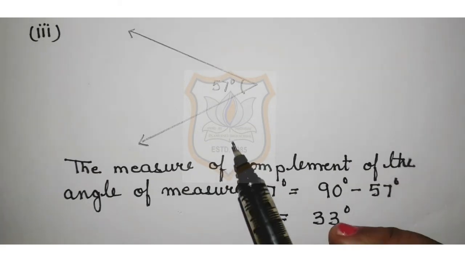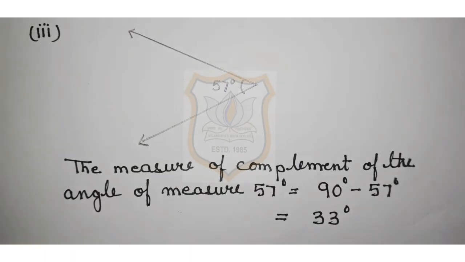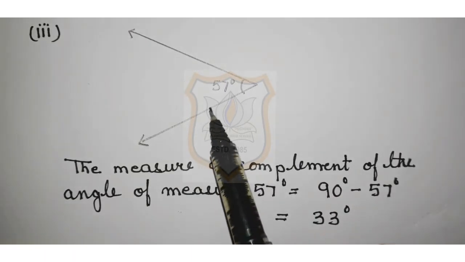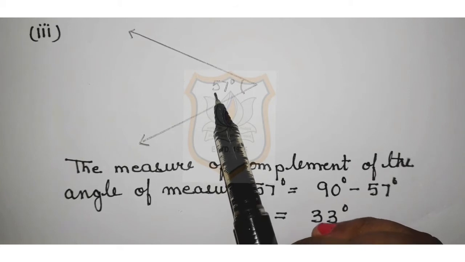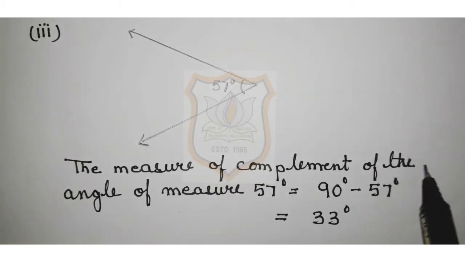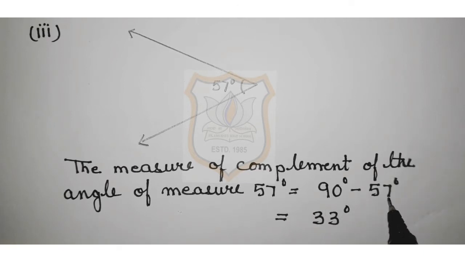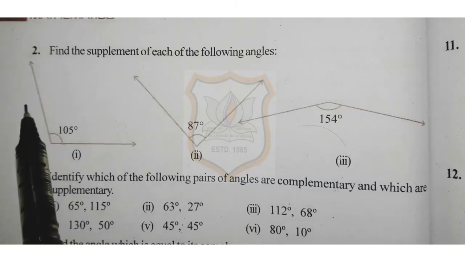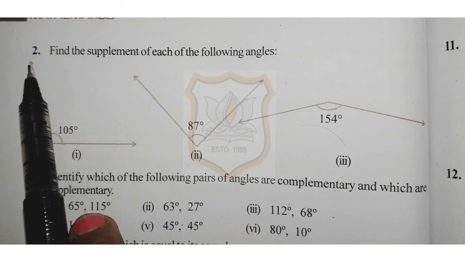Now, the third figure is of 57 degrees. We have to find the complement of this angle, that is, of 57 degree measure. So the measure of the complement of the angle of measure 57 degrees is equal to 90 degrees minus 57 degrees. That comes to be 33 degrees. So we can say that the measure of the complement of the angle of measure 57 degrees is equal to 33 degrees.